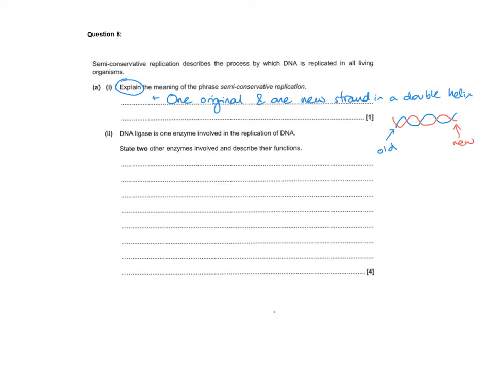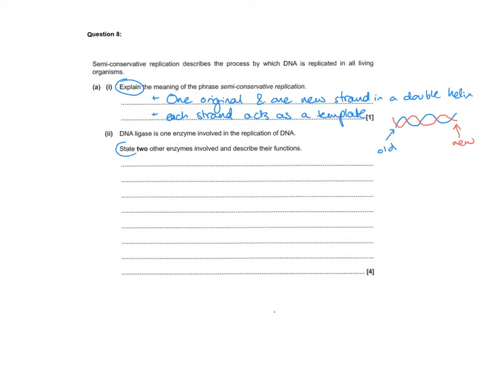In your actual A-levels, these papers get scanned black and white, so if you're trying to do something that you don't normally do with different colours, use dotted lines instead of 2 different colours. Okay, second marking point: each strand acts as a template for the new double helix in semi-conservative replication.